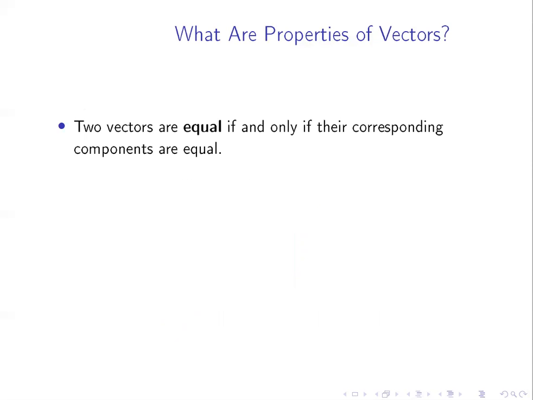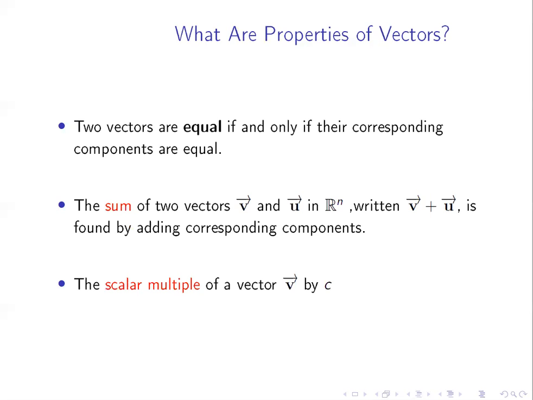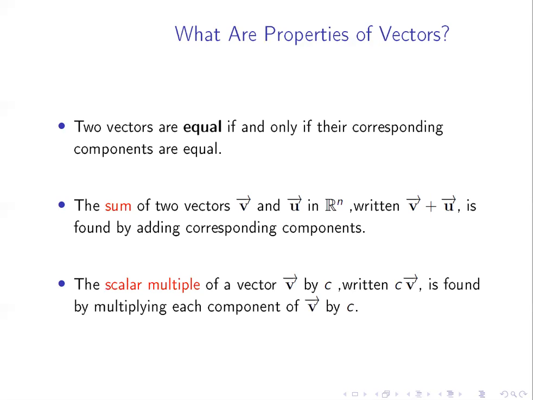So what are the properties of vectors? Well, first off, two vectors are equal if and only if the corresponding components are equal. It should make sense. You just hold them up next to each other, and if everything matches up perfectly, we're good. If I take two vectors and they're both in Rn, then their sum is I just add them component-wise. So I add the first ones together, the second ones together, and so forth. Third, a scalar multiple, written cv, means I literally multiply each component by that scalar.